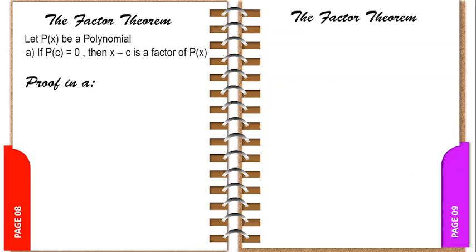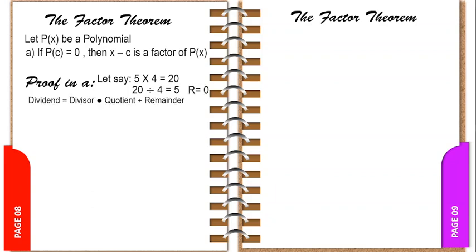Let's have some proof for letter A statement. Let's say 5 times 4 is 20. And also we can say that 20 divided by 4 is 5. And of course, the remainder is 0. Using the division algorithm, dividend is equal to the divisor times the quotient plus the remainder. From our given example, 20 is the dividend, the divisor is 4, the quotient is 5, and the remainder is 0.